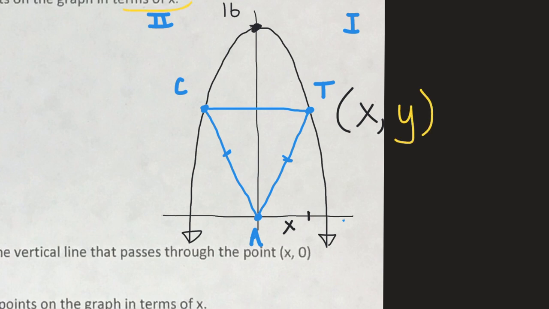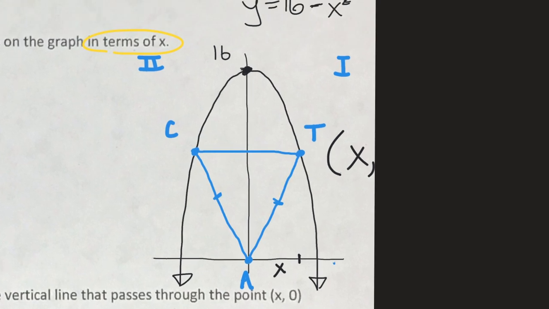But this says in terms of x, so I can't have y in my equation. I have to have something in terms of x. So let's go looking. What does y equal? What can I replace y with? Well, in our equation, we're told that y equals 16 minus x squared. That's how we find any one of these y values on your graph, by doing 16 minus whatever x you pick. Okay, so we're going to put that in here.